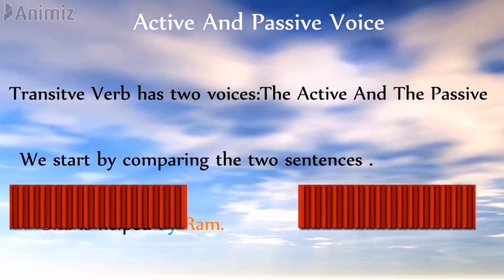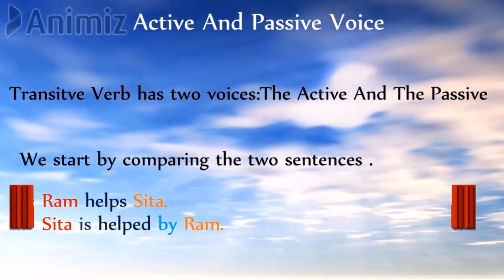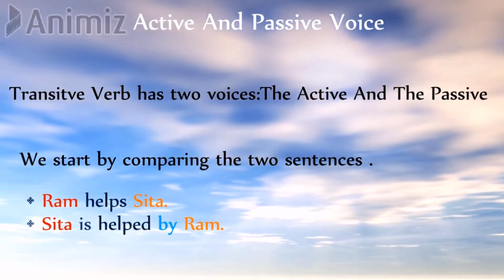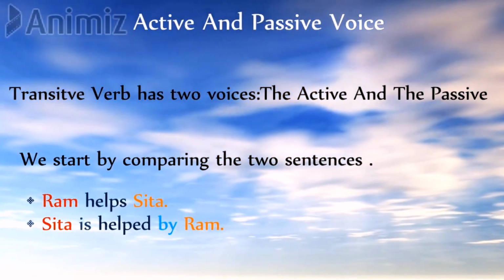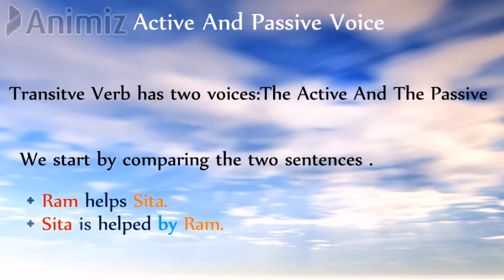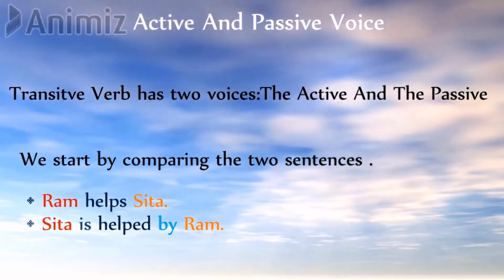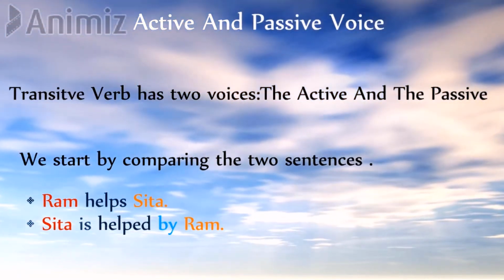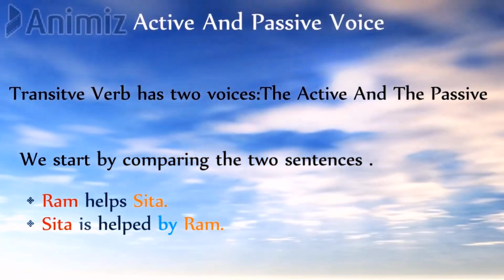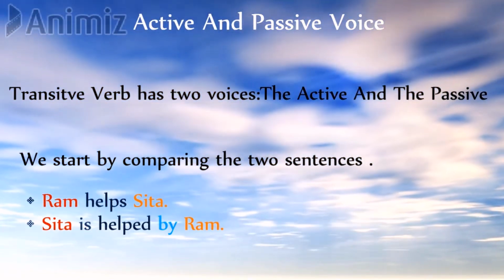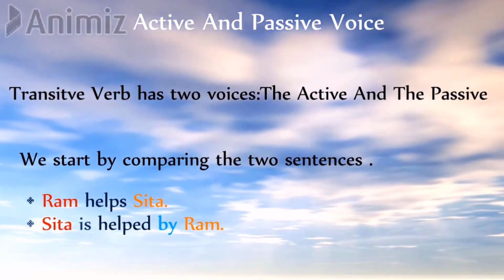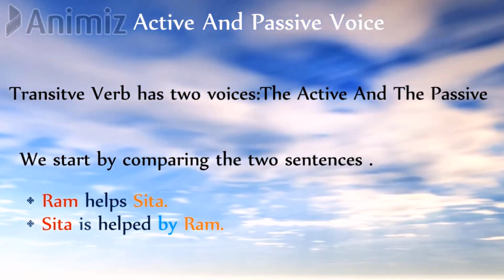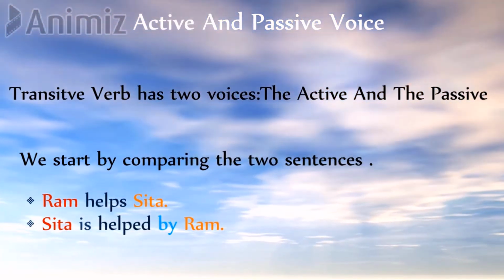Now we start learning by comparing the two sentences. First sentence is Ram helps Sita. So here helps is a transitive verb. Ram is subject, helps is transitive verb, and Sita is object. Ram is the doer of the action. So we say that this is an active voice. So where the subject is the doer of the action, the sentence is in active voice. And where the subject is receiver of the action, it is passive voice.